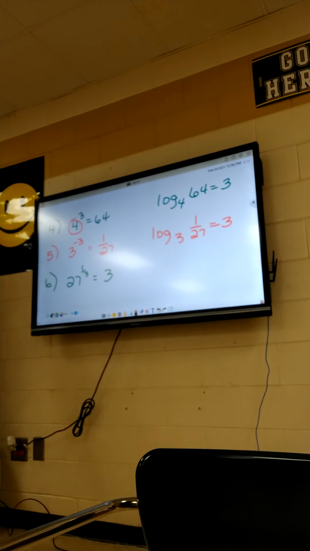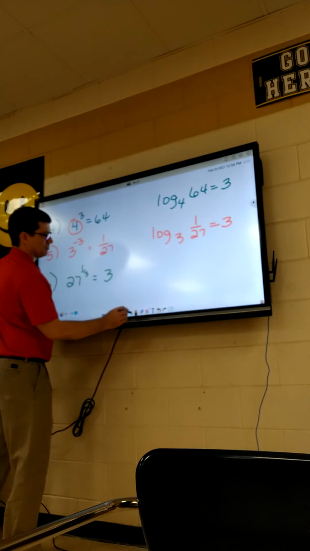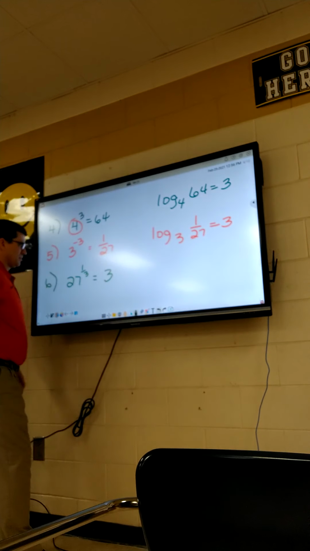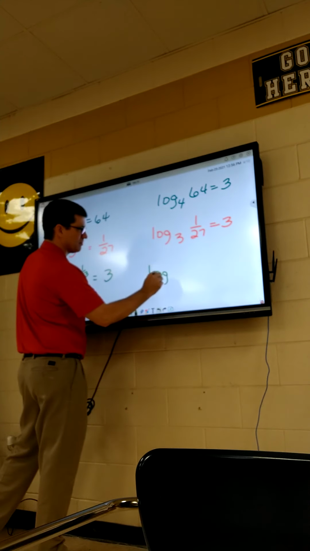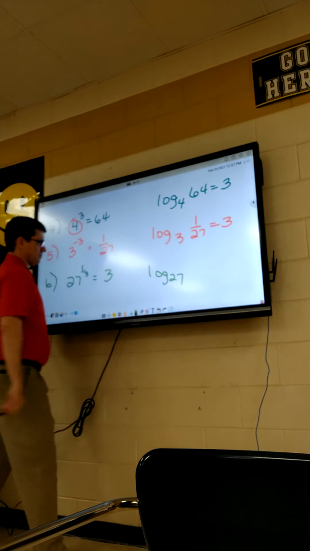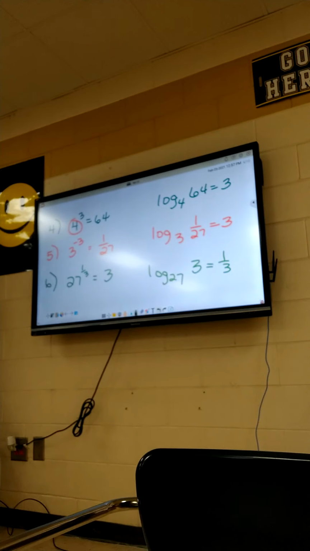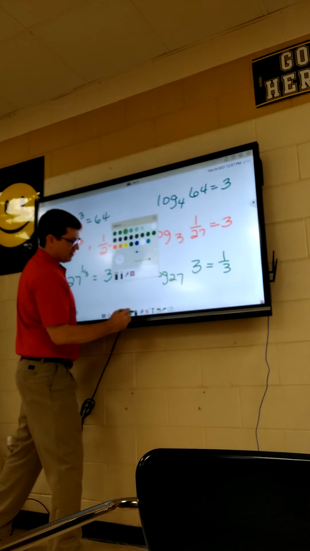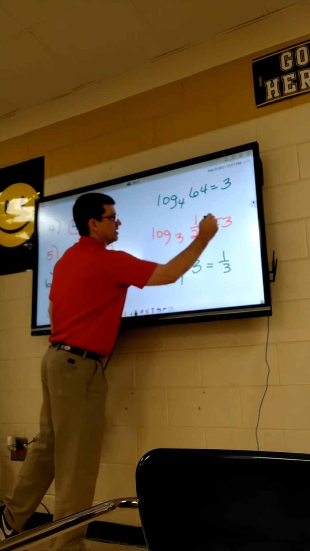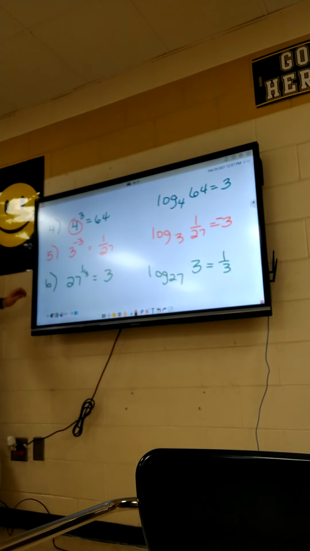All right, Michael, you want to try number 6? Log base 27 of 3 equals 1/3. Good job. Now, where does it say negative? It should be negative. Sorry, that should be a negative 3. I think Bryson even said it, and I didn't write it. My bad. All right, everybody's good on those.